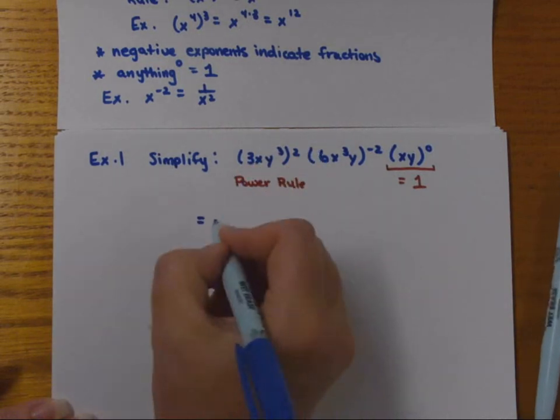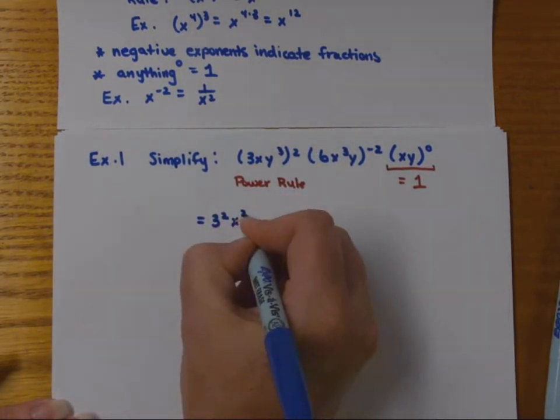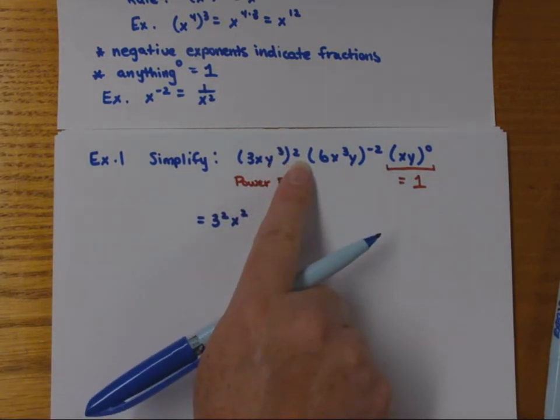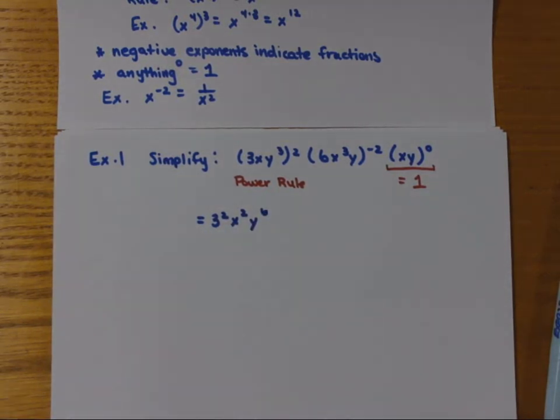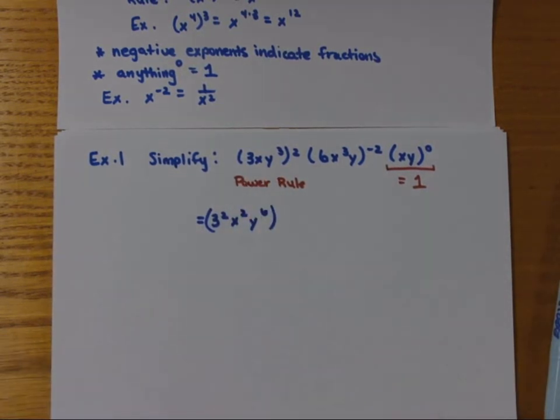So we have 3 squared. Everything gets the power, so it's 3 squared, and then x squared. And then think about that: this is y cubed and then squared. The power rule says we multiply those, so that would be y to the 6th. Okay, so that's what we get for the first parentheses. I'm going to surround this because that's this first little group here.